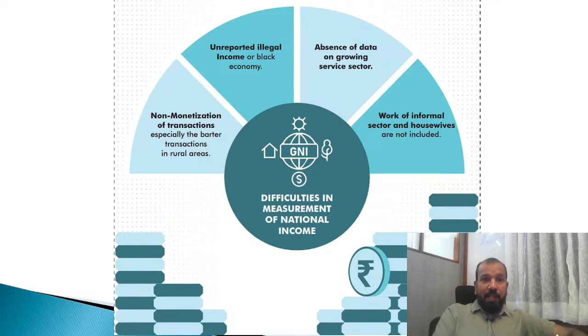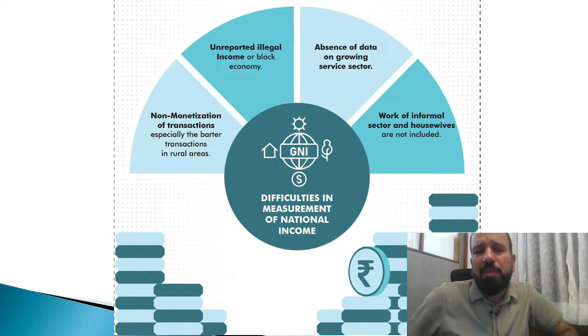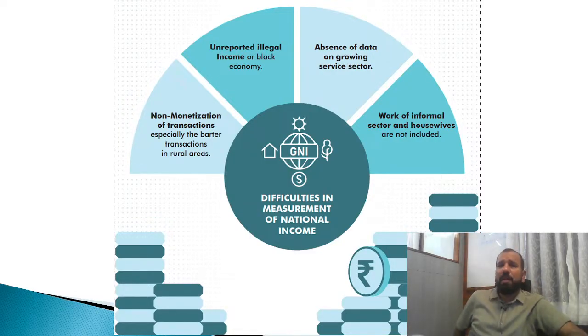Unreported illegal incomes or black money, we don't include in the national income. Absence of data on the growing service sector, there are many service sectors. All the laborers working in India, the informal labor sector, which is unorganized, so there is no data for that. How many people are working in your house? We are not providing salaries, we are providing wages to those people in cash. So the government of India doesn't have any record of those things.